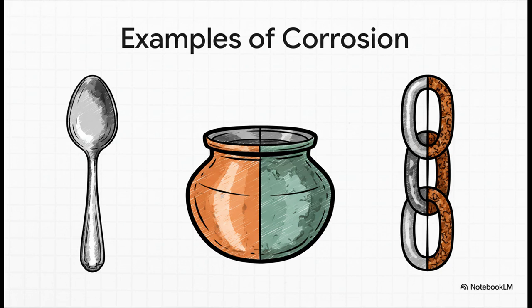For example, you might see a black coating on silver articles, right? Or sometimes a green coating on copper vessels. And of course, that brown, flaky substance on iron. That's what we call rust. All of these are just different types of corrosion.